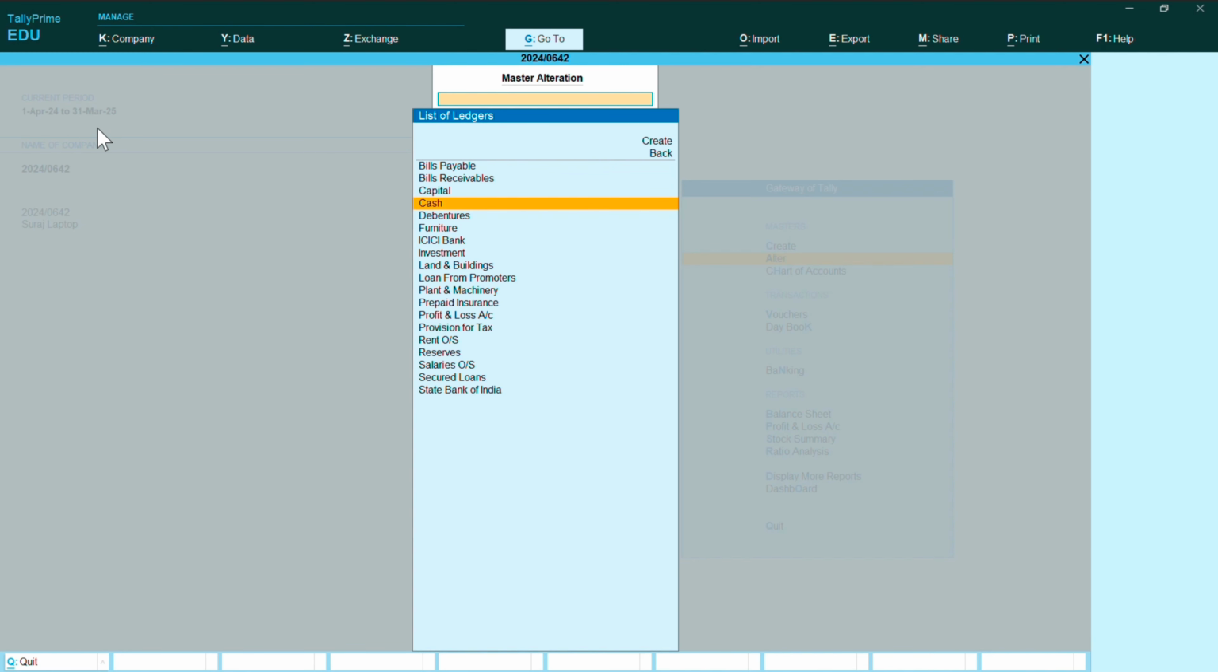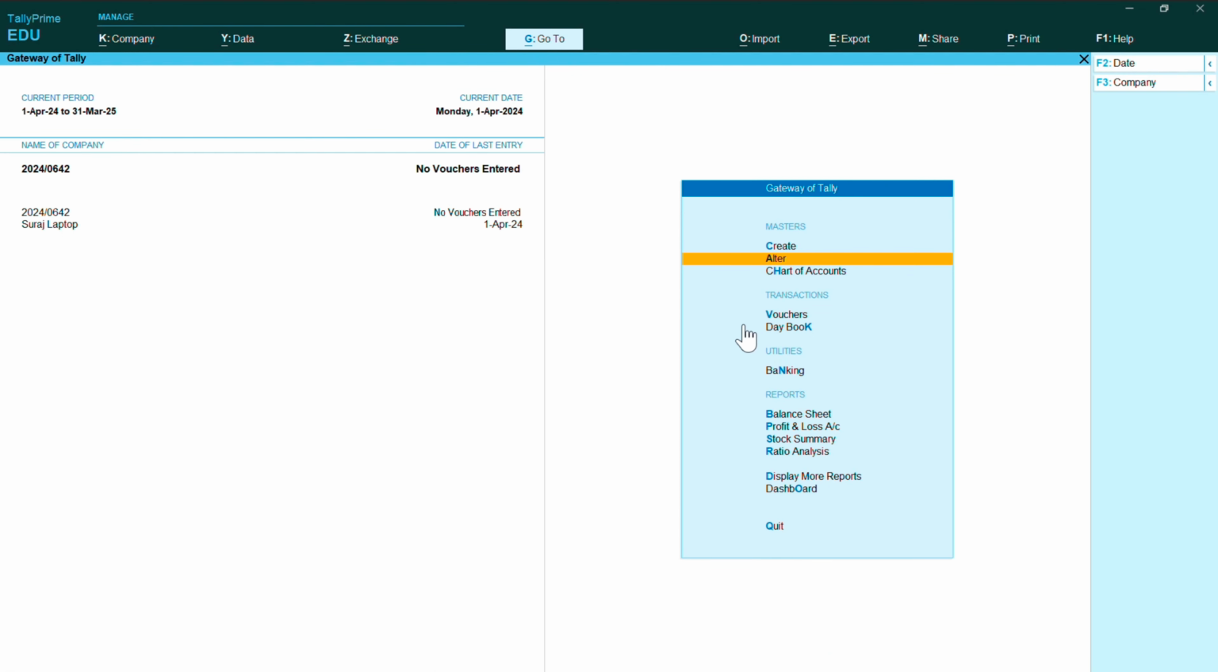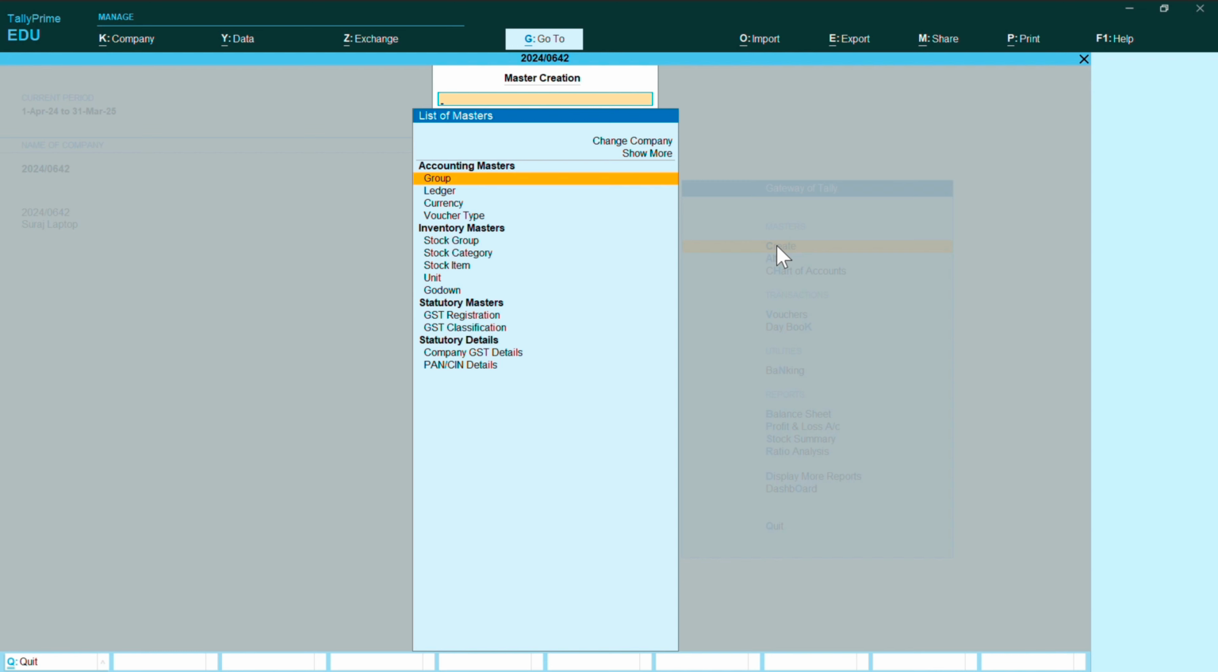Since we have been given diversification of the stock, we don't have to directly create the stock ledger. So first we need to go to the inventory masters. Here's the step-by-step process. First we need to create the unit, then the group, then the item. So let's create the unit.